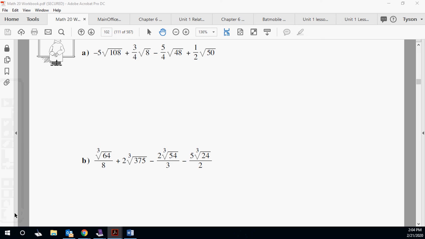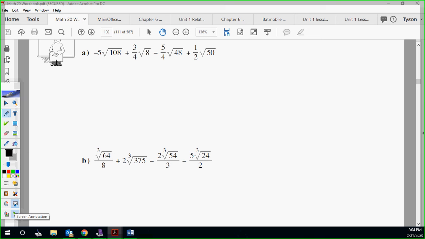So 108, 36 comes to mind. 36 times 3. And this one, well, this one breaks down to 4 times 2. That's all it breaks down to. So these 2 won't be able to be combined. And that happens. You can't always make them one radical. Okay, you can have 2 types. This one, 16 times 3. This one, 25 times 2. So at the end, we're going to have a radical 2 and a radical 3 type of terms, you could say.